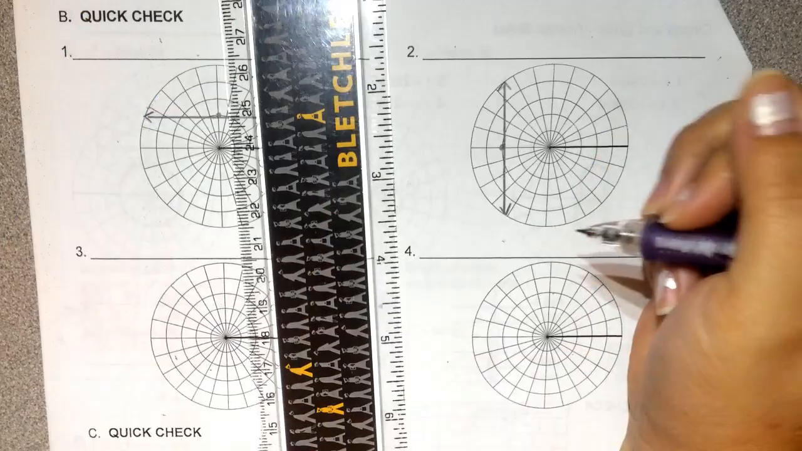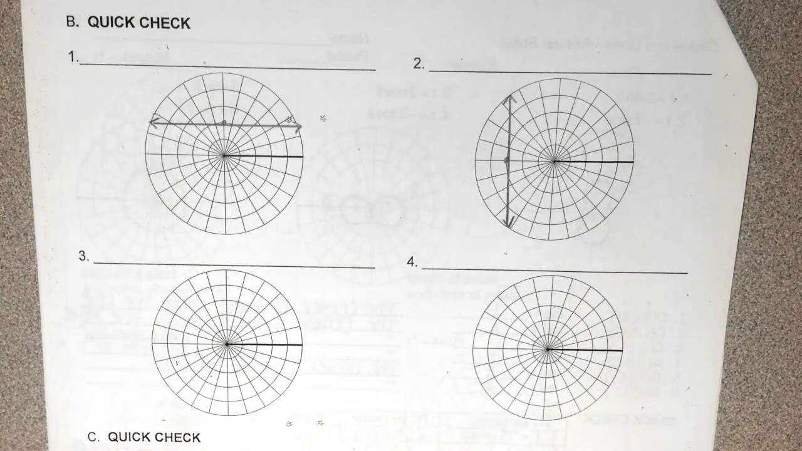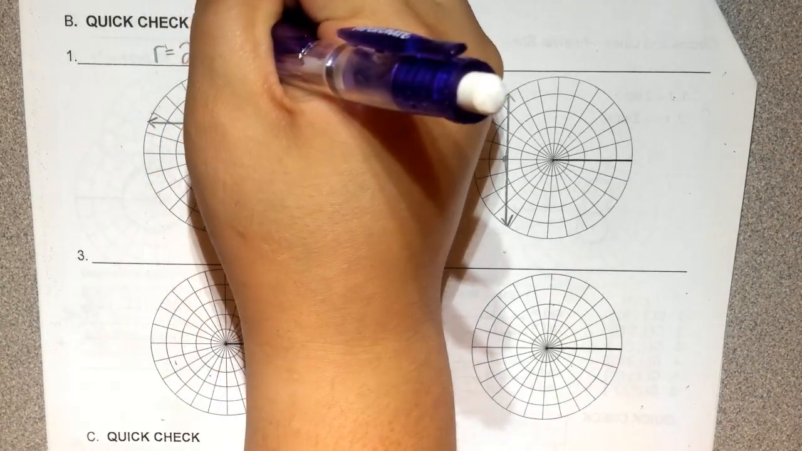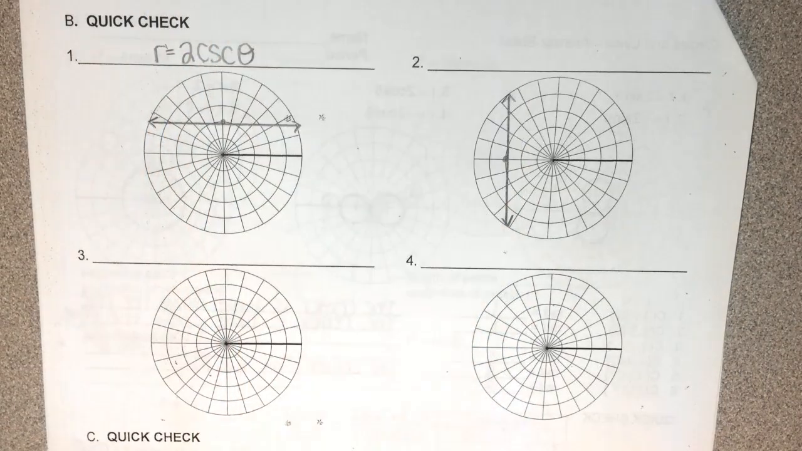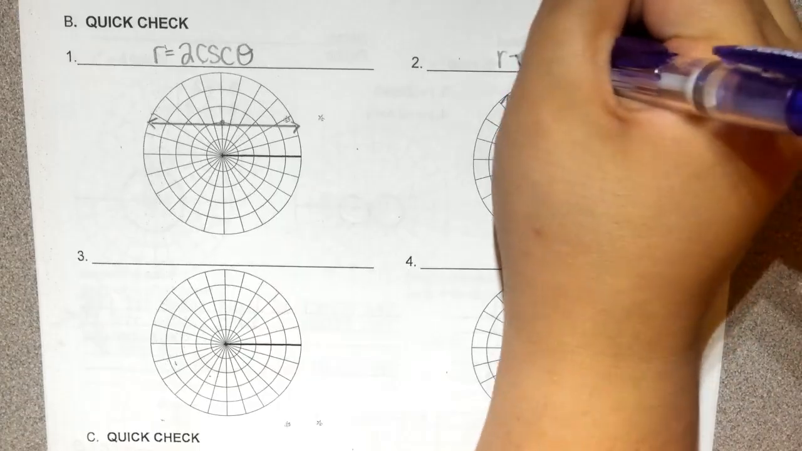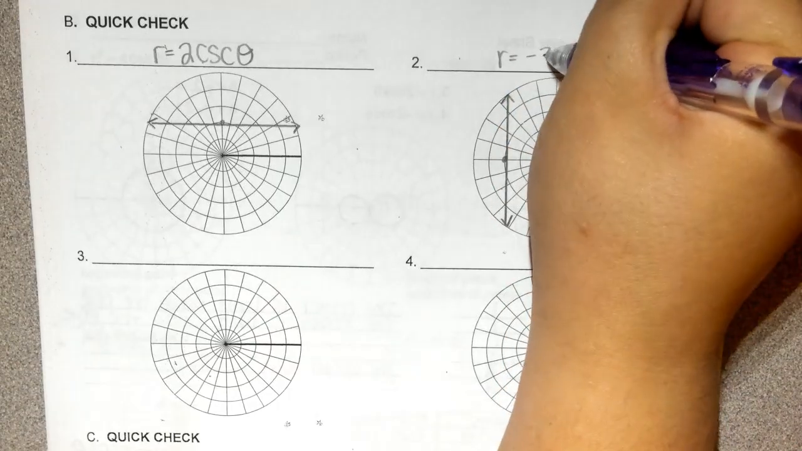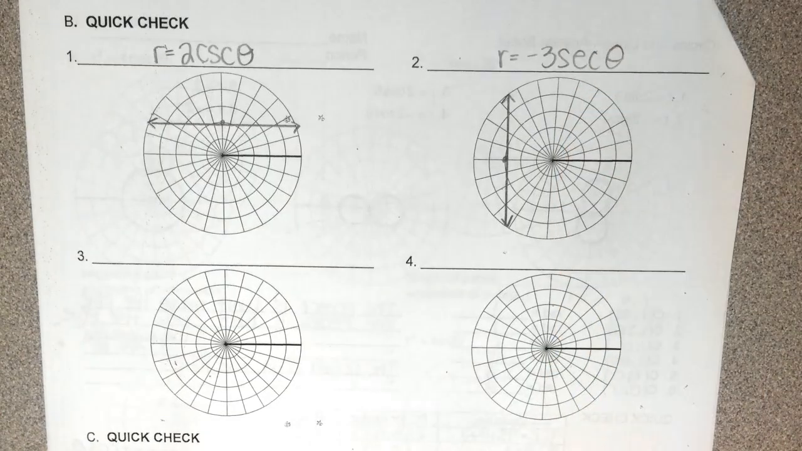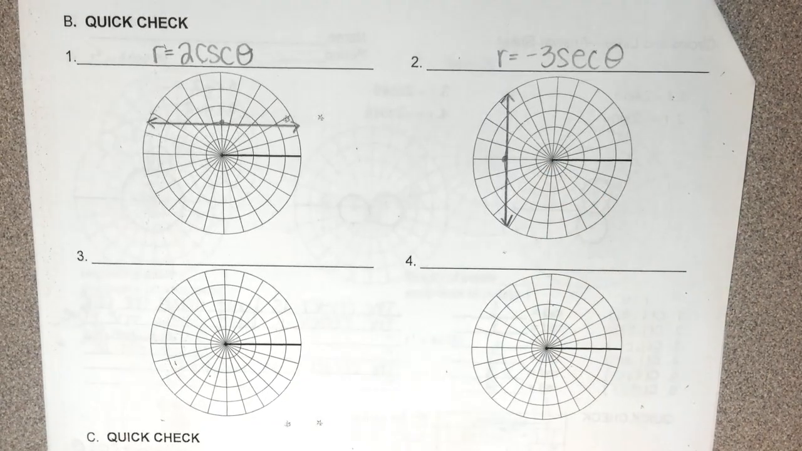Do y'all have 1 and 2 done or not yet? Did y'all graph them like that? Yes. What is the equation for number 1? 2 cosecant. Why cosecant? Because it's parallel. And then the other one? Perfect. Don't forget your r equals. And then because it goes left, it's negative.